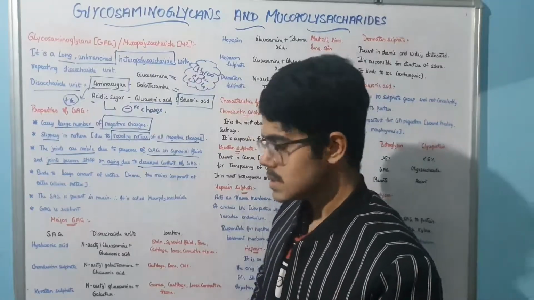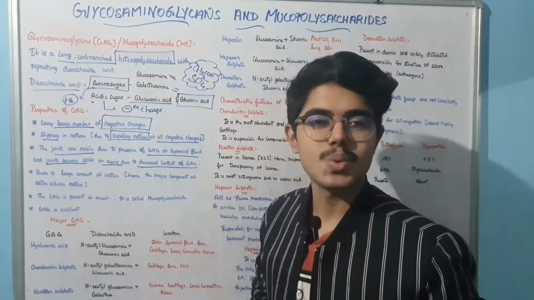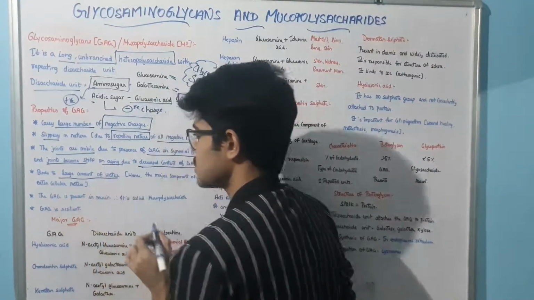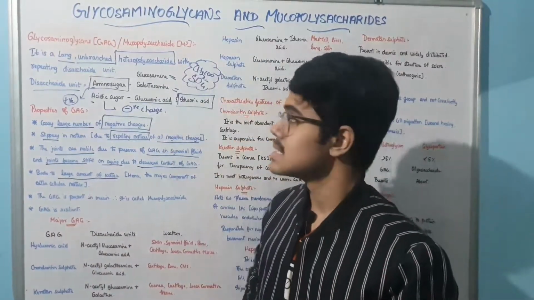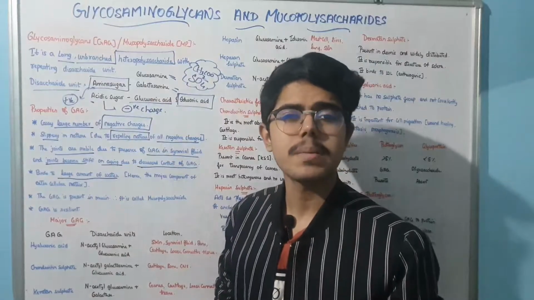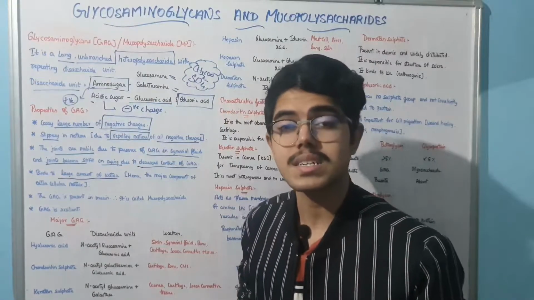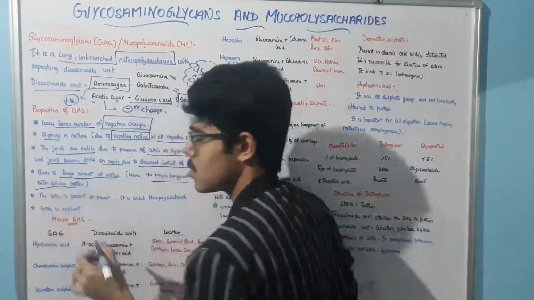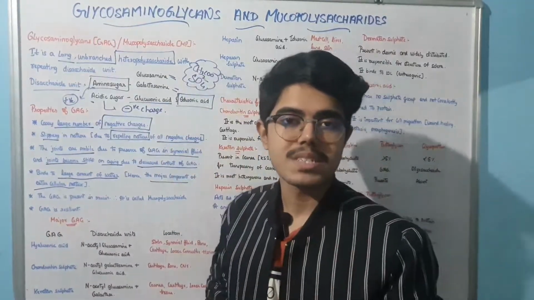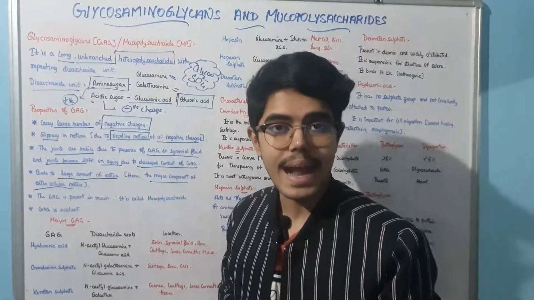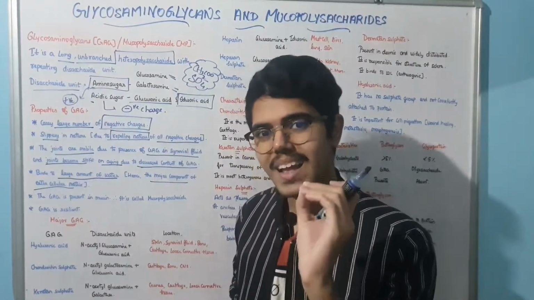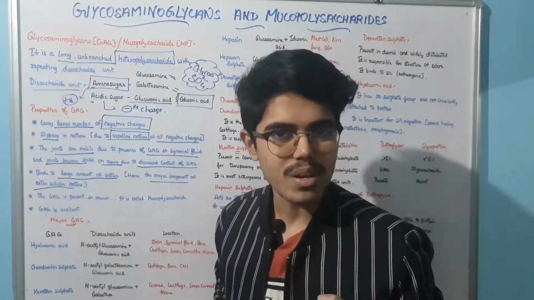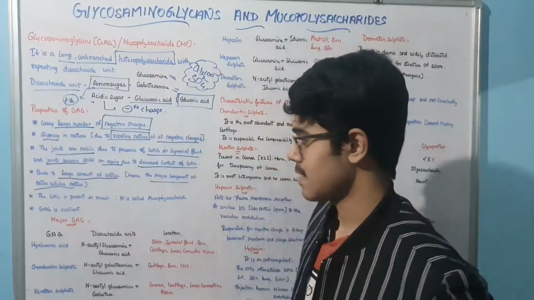Okay, now the next point is it binds to a large amount of water, and thus this glycosaminoglycan is a very important, major component of the extracellular matrix. Now we have one component which is intracellular. It is the only glycosaminoglycan which is present intracellularly. Tell me what is that? We'll learn later.